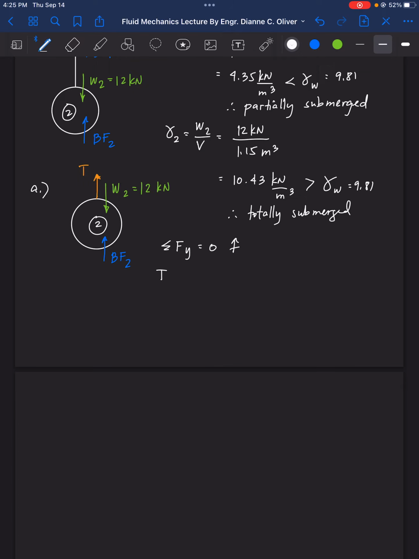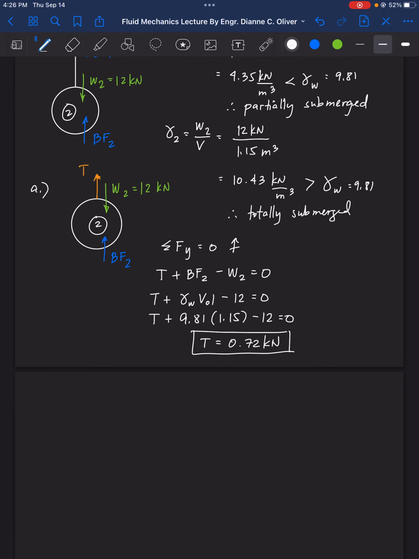So tension plus buoyant force 2 minus weight 2 is equal to 0. Tension plus buoyant force, which is gamma of water times the volume, minus W2, which is 12. So tension plus gamma of water, 9.81, times the volume of the sphere totally submerged, 1.15, minus 12 equals 0. So what is the tension? That is equal to 0.72 kilonewton. So that's for letter A.